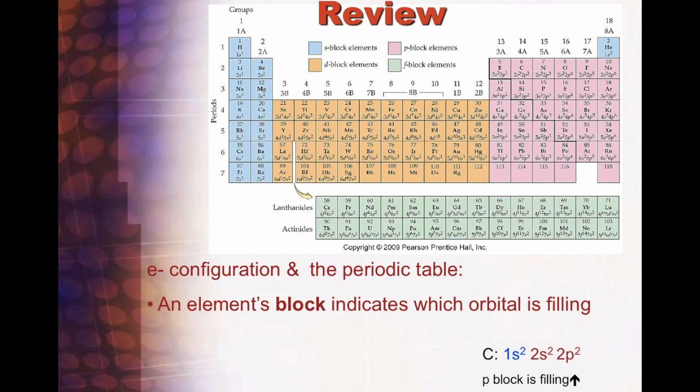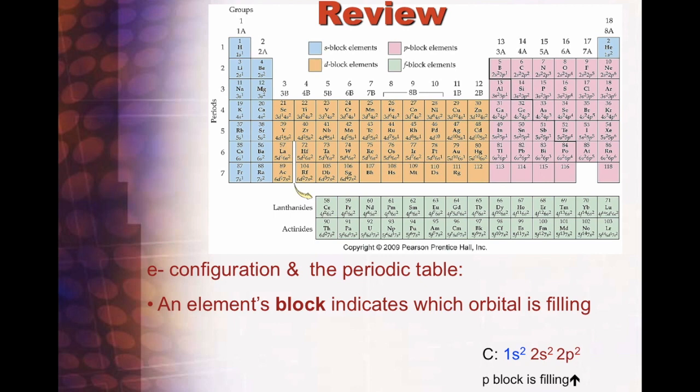All right, so we learned the electron configuration, and we also learned some things about the periodic table, and in this lecture we're putting the two together. So let's quickly review the information that we learned about the periodic table, in particular that it's divided into blocks. A block indicates which orbital is filling. On the left-hand side of the periodic table, groups 1 and 2, the s subshell is filling. So these are main group metals.